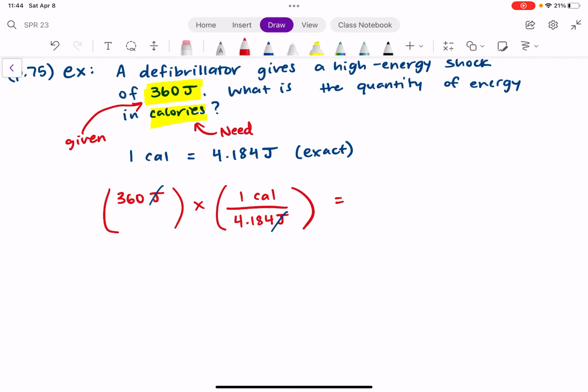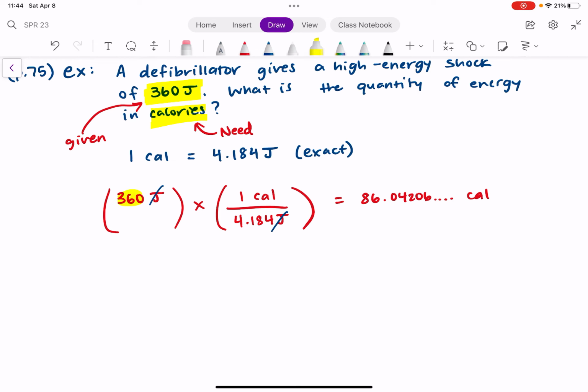We got 360 times 1, which is just 360. And then we're going to divide that by 4.184. Whoops, 360 divided by 4.184. And that's going to give us 86.04206... calories. Okay. And now it's a matter of making sure that we have our significant figures correct.